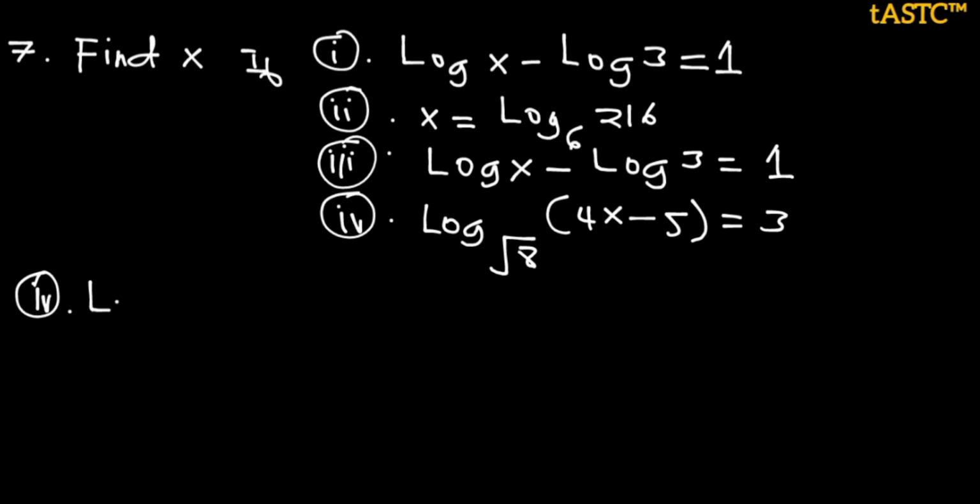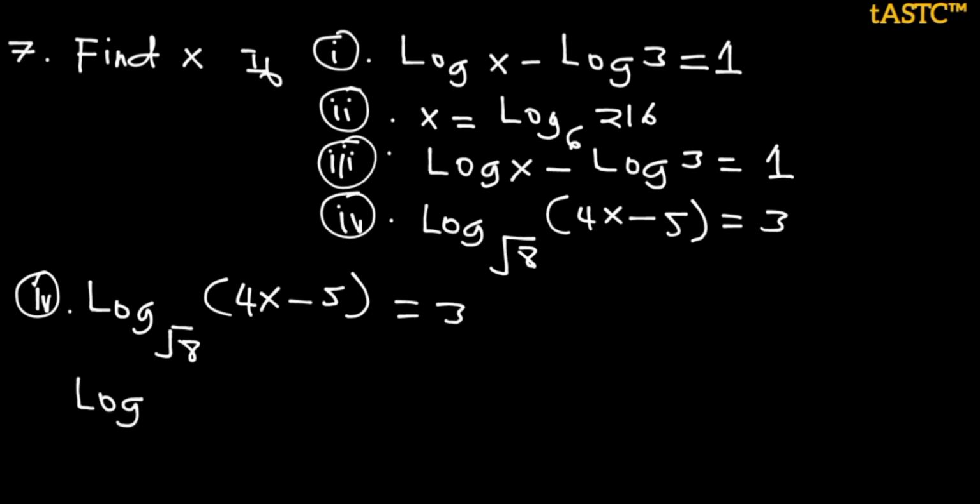Now for the fourth one, we have log to the square root of 8. That is equal to 4x minus 5. And this is all equal to 3. So this stuff should actually be written this way. This is going to be 8 to the 1/2 minus a 5. And this is equal to a 3.